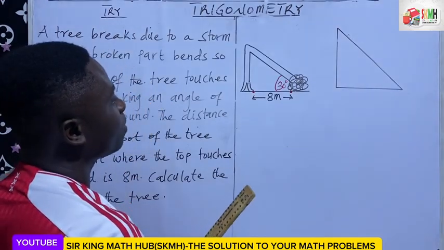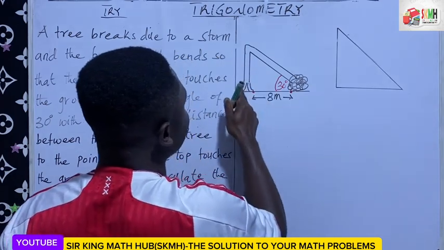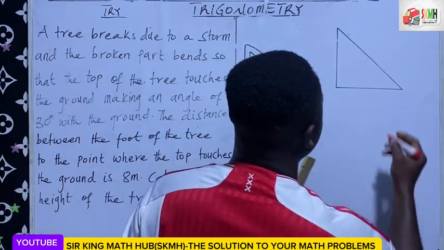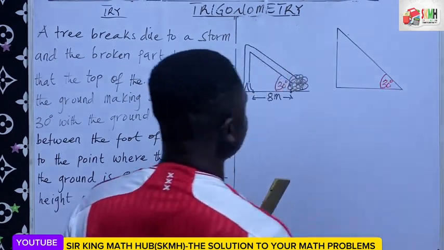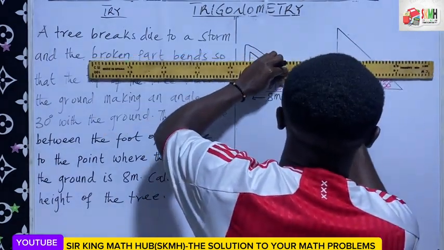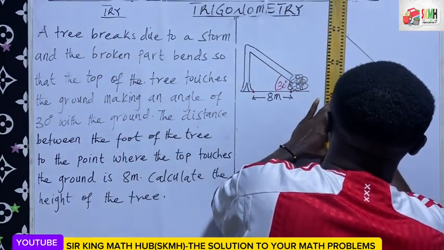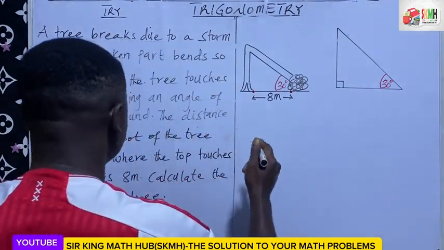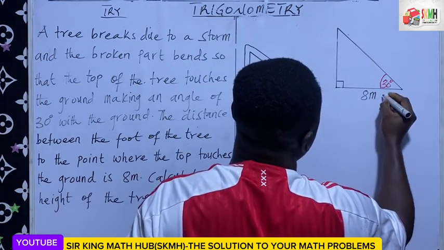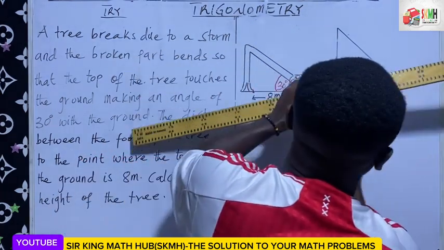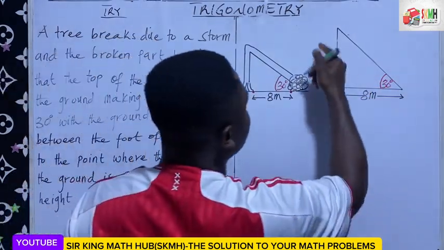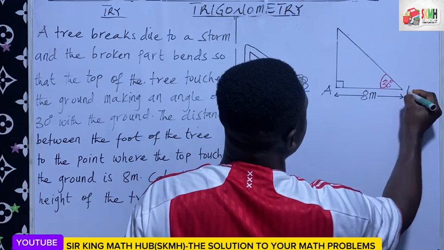So this is the first portion of the tree, the base of the tree, and this is the bent part of the tree. And we are told that the top of the tree made an angle of 30 degrees to the ground. And again, you could also see that the base of the tree will meet the ground at an angle of 90 degrees. And don't forget that the distance between the foot of the tree to the point where the top of the tree touches the ground measures 8 meters. So this distance here measures 8 meters. And don't forget that we are to label our right angle triangle. So I'm labeling it as A, B, and then C.